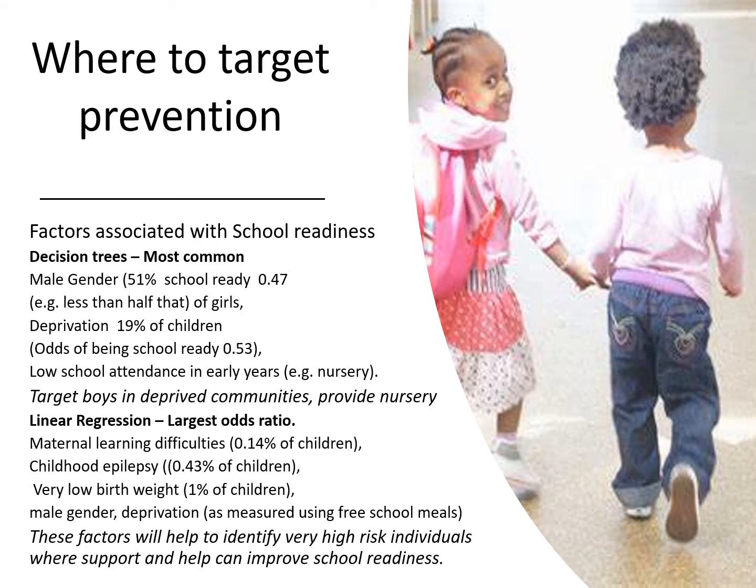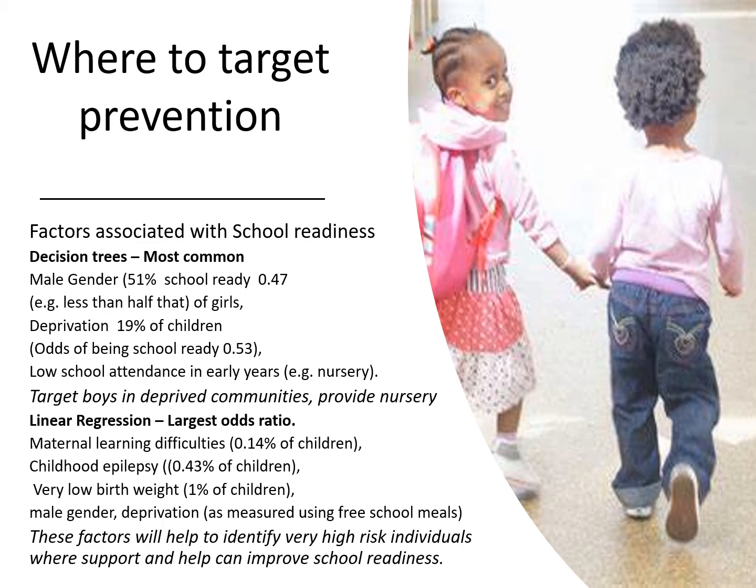If we use a regression method, what we would find is what is the variable with the largest odds ratio. And in this case, maternal learning difficulties has the largest odds the child will not be school ready, but it doesn't affect very many children. Only 0.14% of children would have a mum with learning difficulties.